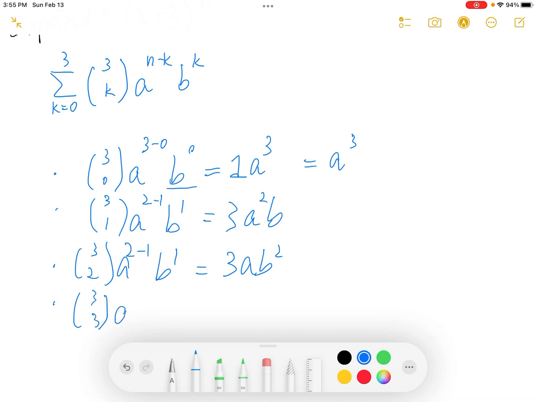And lastly, we have 3 choose 3 of a to the 0, b to the 3.